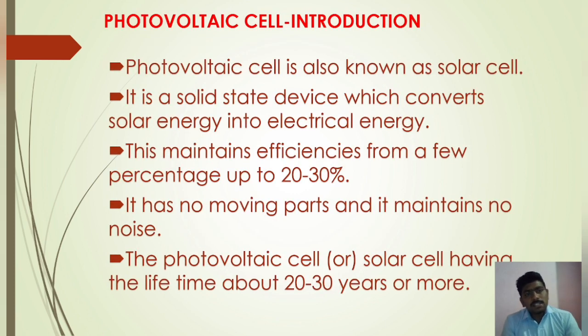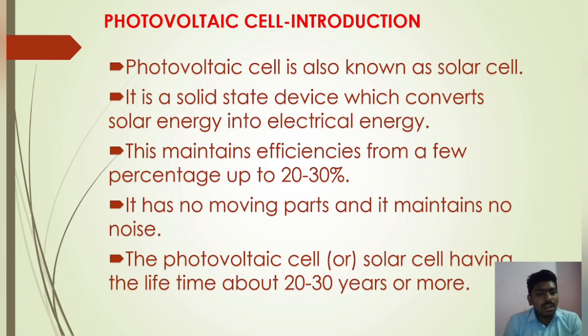So this is the introduction. Before going to the content or working of the photovoltaic cell, first we have to say something about the introduction. A photovoltaic cell is also known as a solar cell. It is a solid state device. It converts solar energy into electrical energy, and it maintains an efficiency from a few percent up to nearly 20 to 30 percent. It is a solid state device with no moving parts.